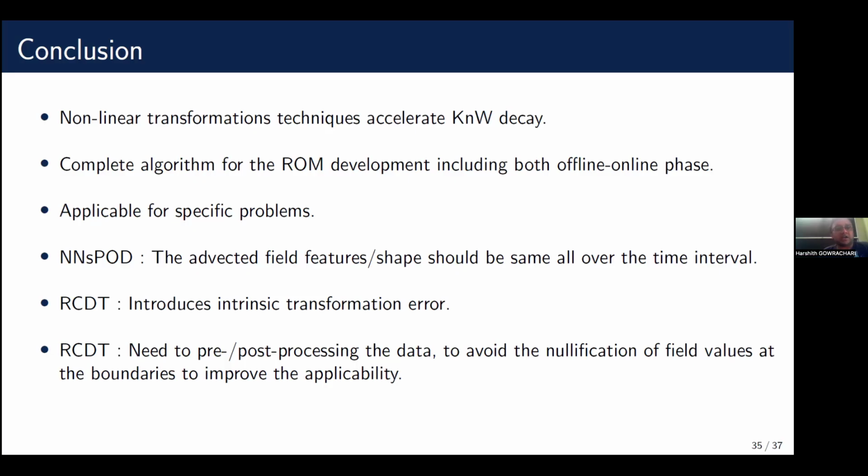Even in the paper, they claim there is no loss when doing the transformations, but it introduces an intrinsic transformation error, which we should include, and further studies should be conducted. For a few applications reported in the paper, near the boundaries the solution takes zero values after the transformations. For that, you need pre- and post-processing, which is basically a trial and error method, and which will improve the applicability.